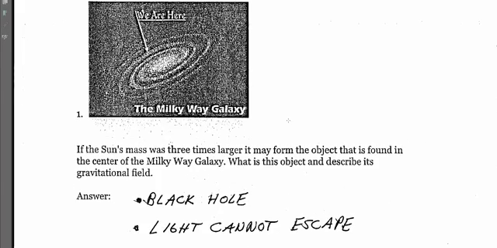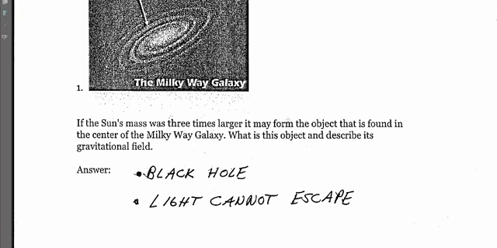All right, so let's look at the first question. If the sun's mass was 3 times larger, well, we know if the mass of a star gets much bigger than the sun, it's going to form a black hole. And we also know black holes are at the center of different galaxies, of which our Milky Way is one. And we want to also describe its gravitational field. The gravitational field is so strong that light cannot escape from a black hole, hence the term black hole. And we discussed these in class and also on the lecture, so nothing too surprising on this one.